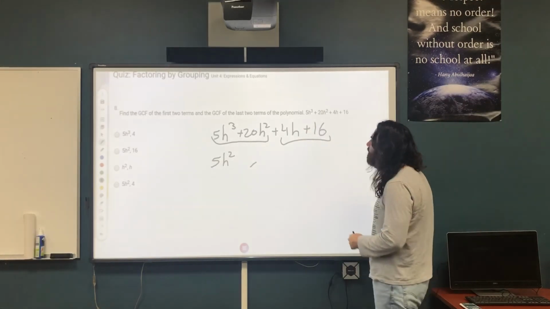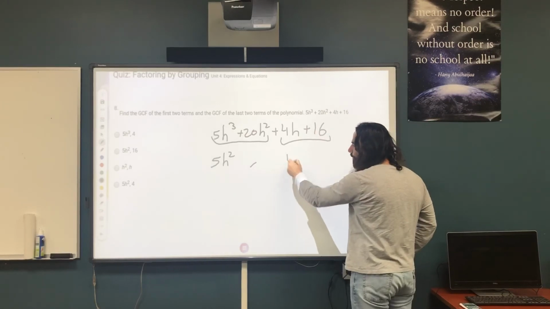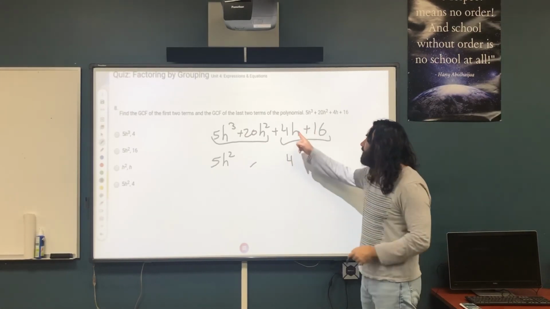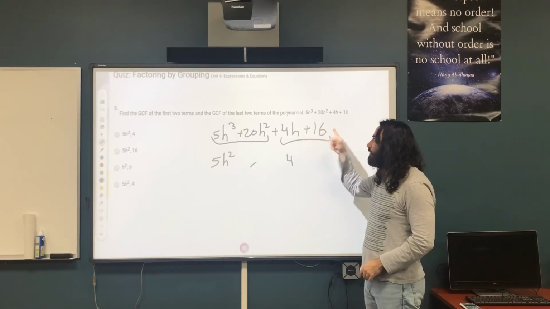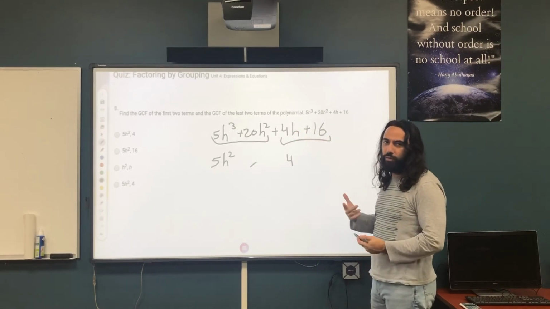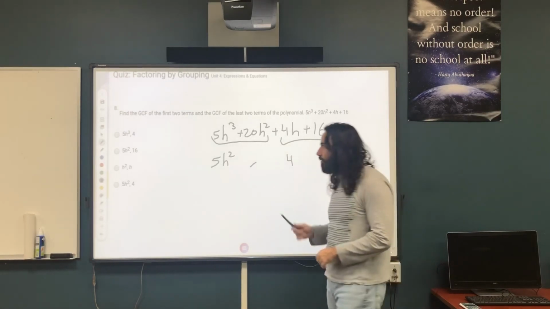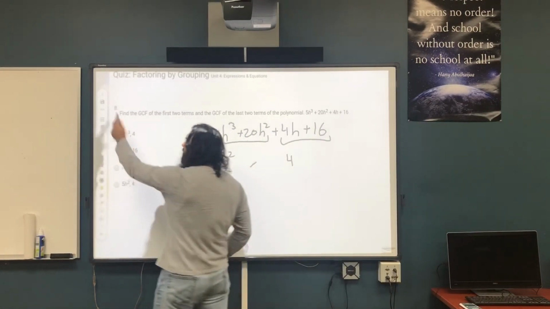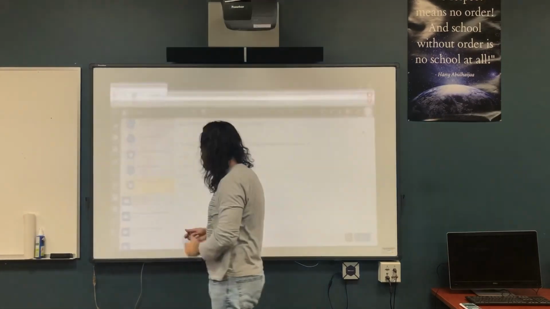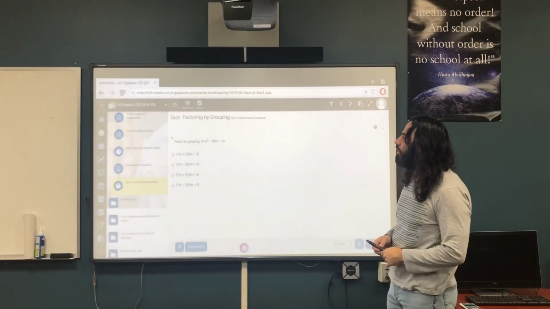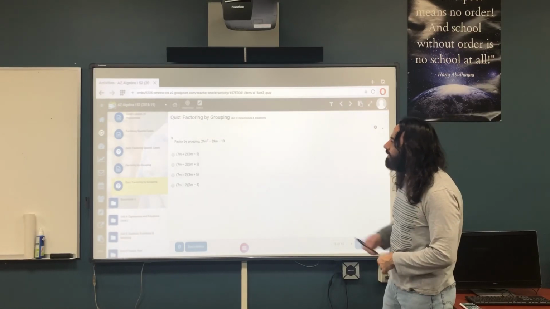In this case, between the 4 and the 16, we have 4, because 4 divides by 4 and the 16 divided by 4. The h is not common, it's only with the 4, so it's not one of the GCF or a part of the GCF. So it's 5h squared and 4, which is the last one, is the answer. That's all. Number 9, factored by grouping, the same thing, guys.